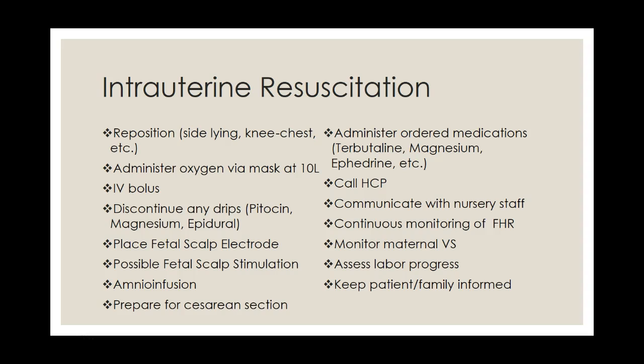We might have to prepare mom for a C-section. We administer ordered medications like terbutaline, magnesium, or epinephrine. Terbutaline we would give to the mom who was having too many contractions during labor. She wasn't having enough resting tone, so the pressure in her uterus is building. She's having too many contractions, and the baby's not getting enough oxygen because contractions are coming back to back to back. We may need to give her some Terb to slow her contractions down.